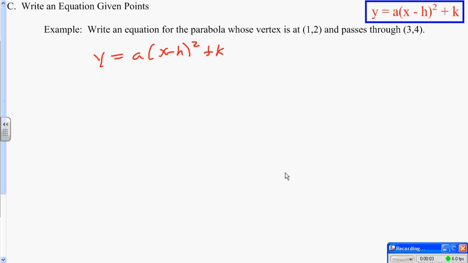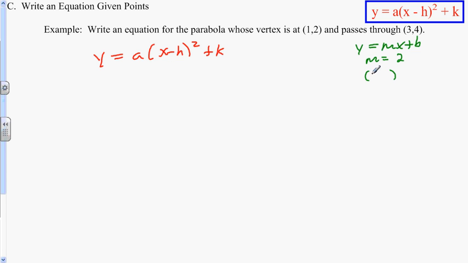This begins lesson 6.6, part C. Now if you remember when we were doing linear equations way back when, and I gave you an equation that was y equals mx plus b, and I said the slope is 2, and the line goes through the point 2, 3. We would plug our slope in.